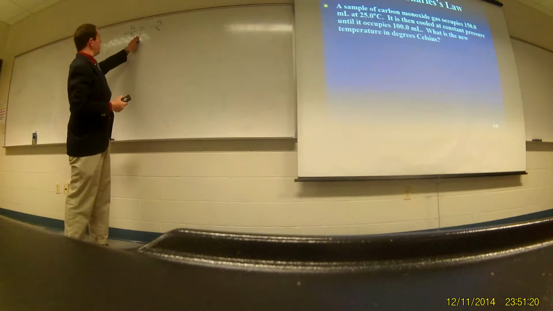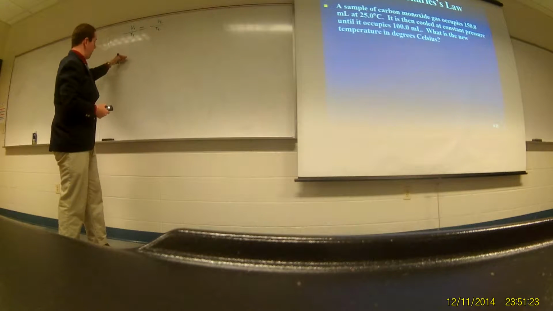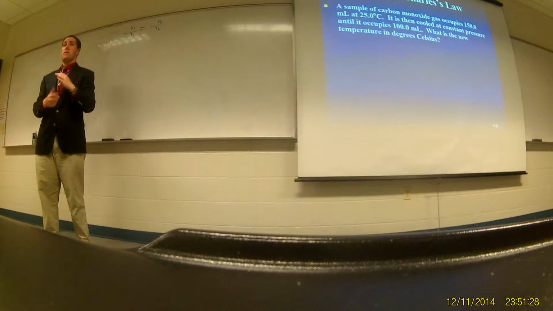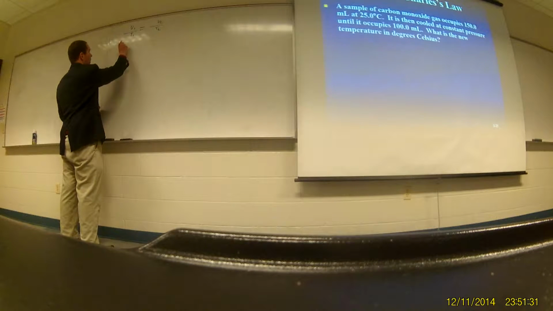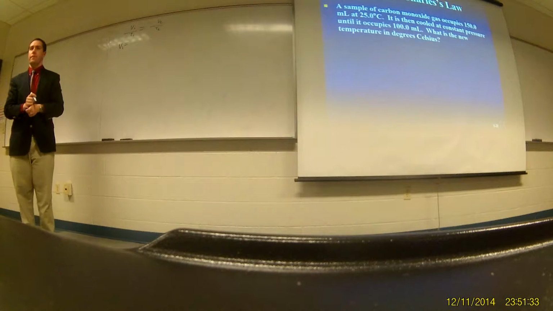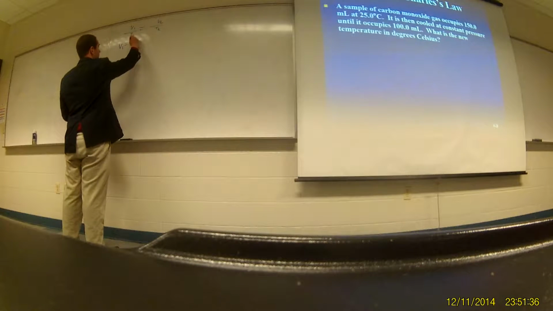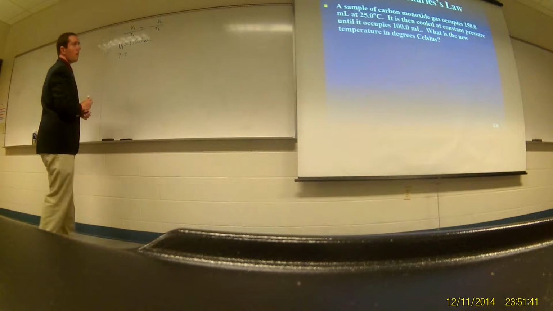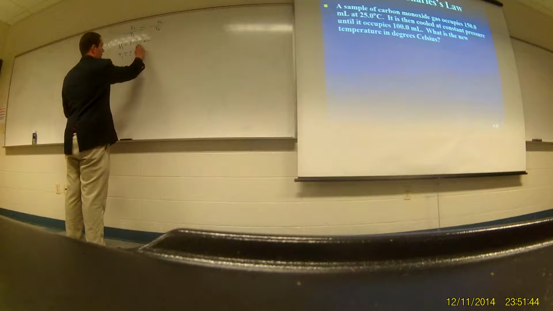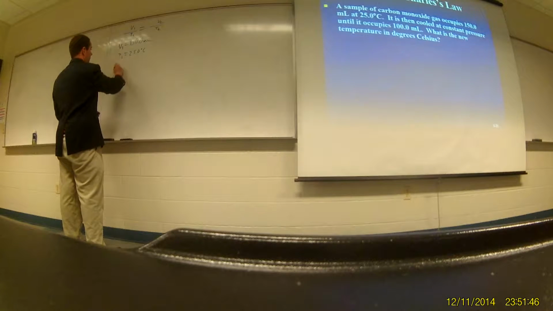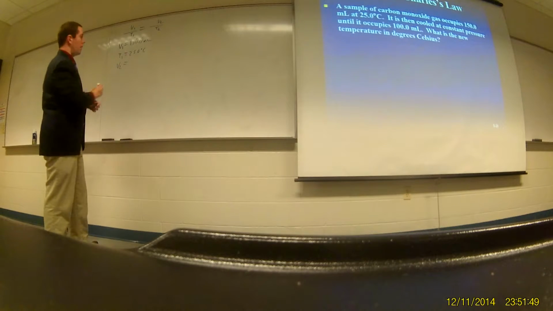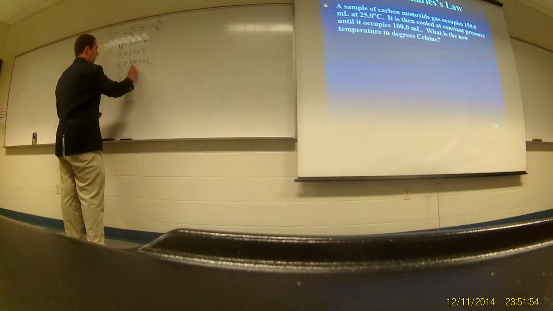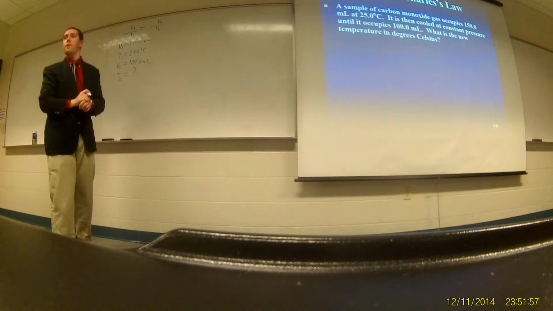So my next suggestion is to write out, one under the next, what each variable is. And so what is the value of V1? 150 milliliters. What is T1? 25 degrees Celsius. What is V2? 100 milliliters. And T2 is what we're looking for.